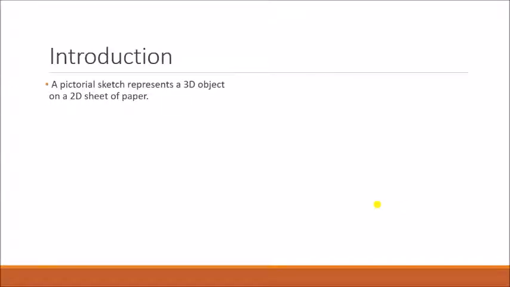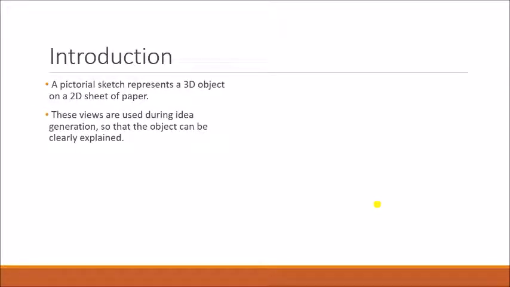So what do you mean by a pictorial view? A pictorial sketch or view represents a 3D object on a 2D sheet of paper. So a pictorial view is nothing but a 3D representation of any object onto a 2D sheet of paper. Clear? So why are these views used?